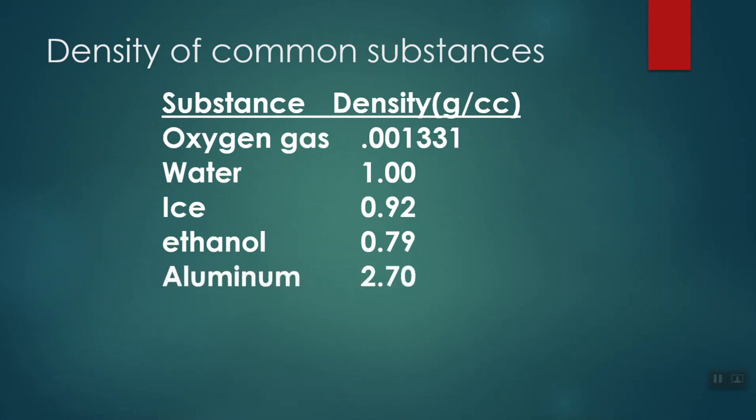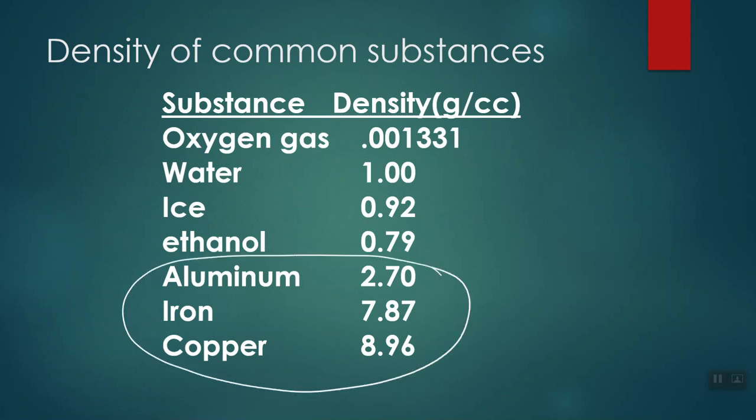Aluminum is about 3 times more dense than water. Iron is 8 times more dense than water, and copper is 9 times. So we find that all 3 of these, if you were to put them in water, would sink all the way down to the bottom. Ethanol would, for a while, be on top, and then it would begin to mix together with water.